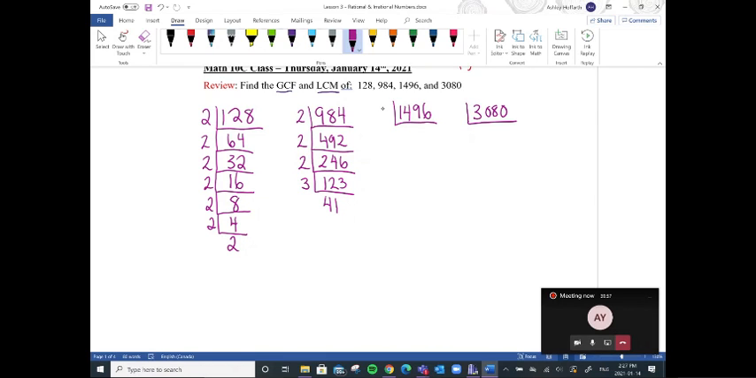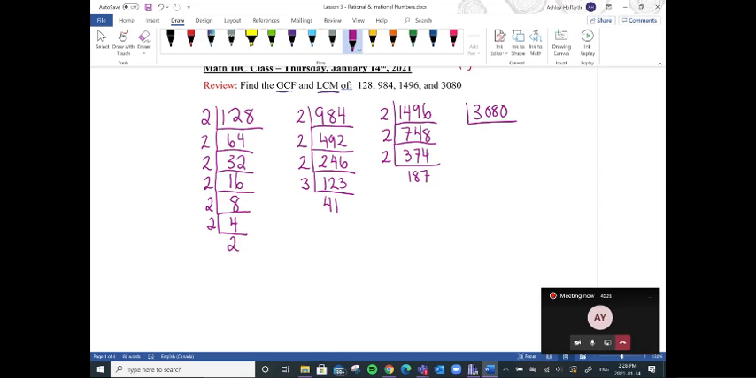So moving on to 1496, it's even, so let's go with 2. So if I do 1496 and I half it, or divide it by 2, we get 748, which is also even. So I'm going to divide by 2 again. We get 374. Divide by 2 again because it's even. And then we get 187.